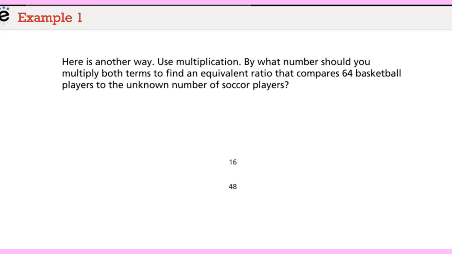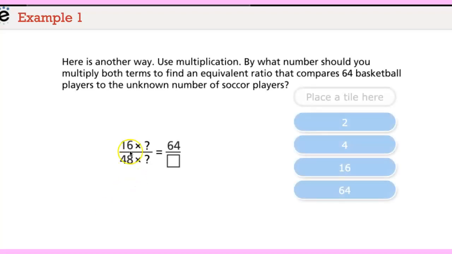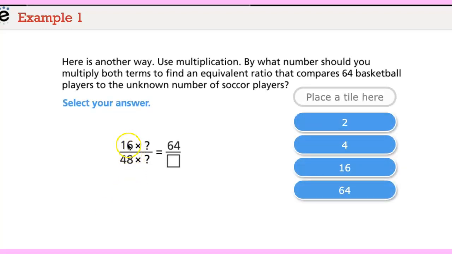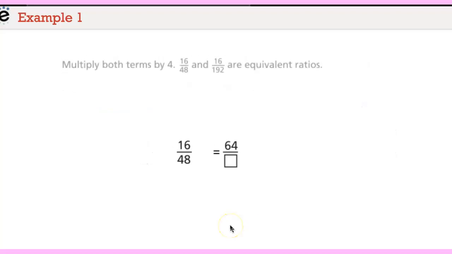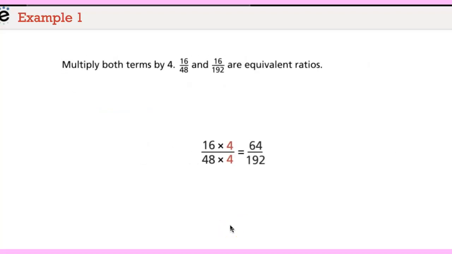Here is another way. Use multiplication. By what number should you multiply both terms to find an equivalent ratio that compares 64 basketball players to the unknown number of soccer players? So here you know that you could multiply 16 by what number to get 64, and that will be the same number you have to multiply 48 by. If you said your answer is 4, I think you got it correct. Multiply both terms by 4. 16 over 48 and 64 over 192 are equivalent ratios.